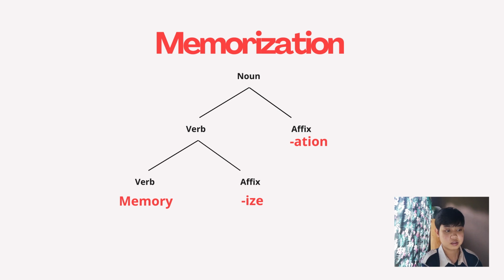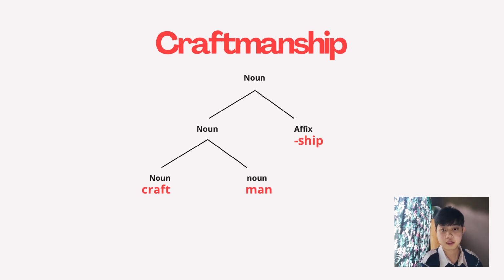And the next word is craftsmanship. The word craftsmanship is formed through compounding and derivation. The root of the word craftsmanship is craft. It's a noun, and man combines with it to form craftsman. And the suffix ship indicates a state or skill. So craftsmanship refers to the skill or quality of a craftsman.